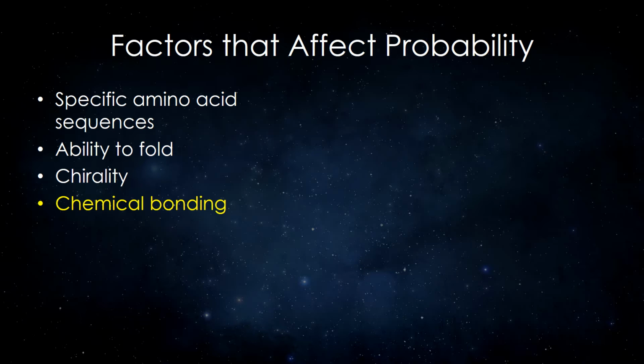Chemical bonding also affects the probability of forming proteins. Amino acids bond in different ways, but proteins only use a certain kind of bond, called a peptide bond, to link their amino acids.